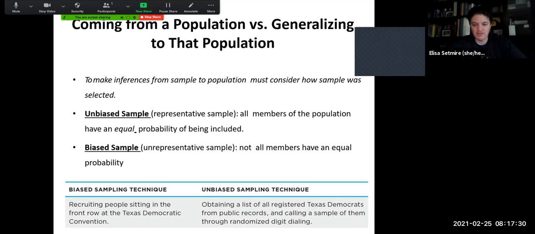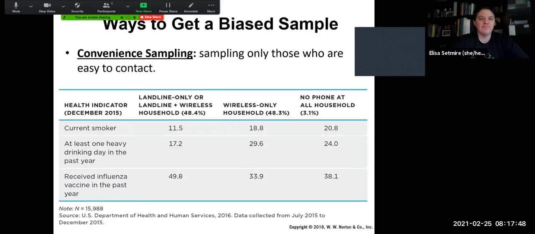An unbiased sampling technique: I'm going to obtain a list of all registered Texas Democrats from public records and I'm going to call a sample of them through some kind of randomized digit dialing. So we're taking everybody and everybody has an equal chance of participation or being included in the study. There are definitely ways to get a biased sample. Remember, we don't want a biased sample. Biased or unrepresentative samples are not what we're looking for.